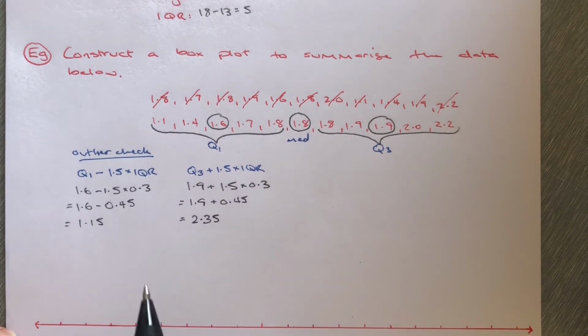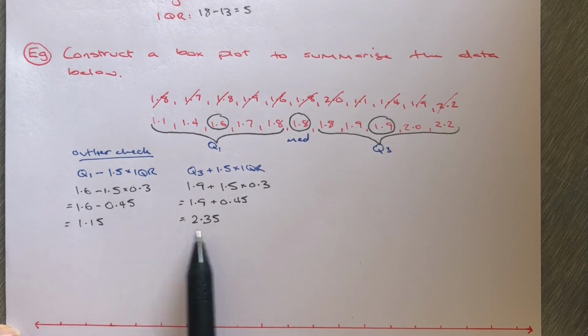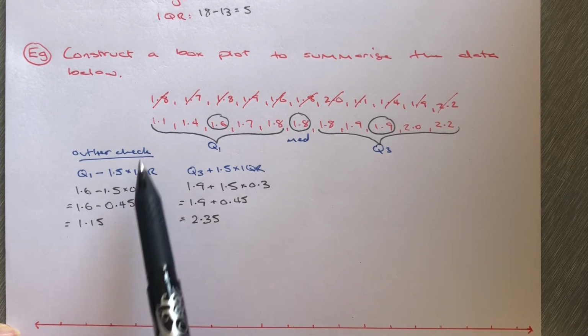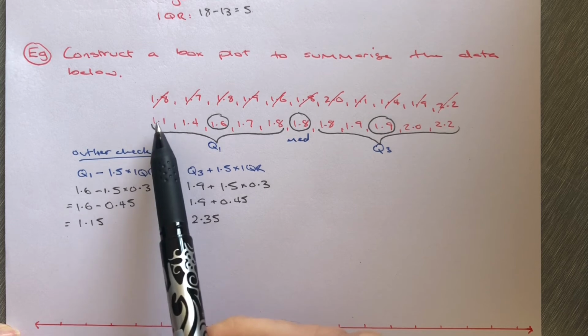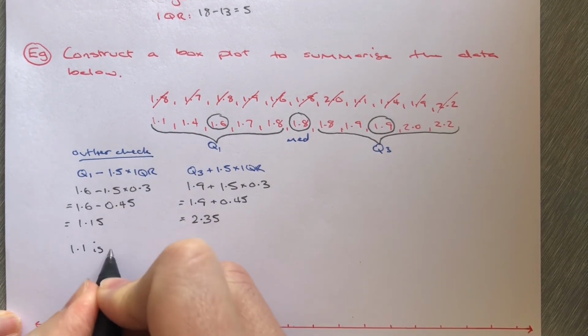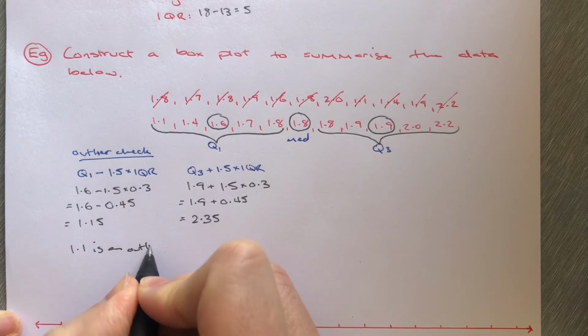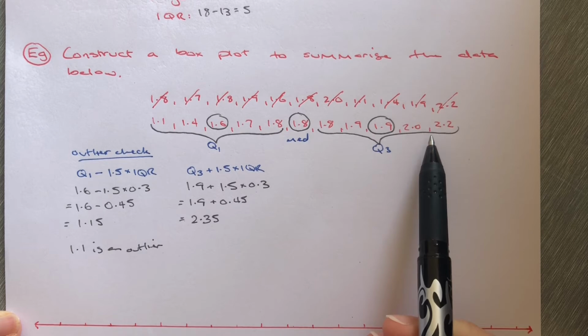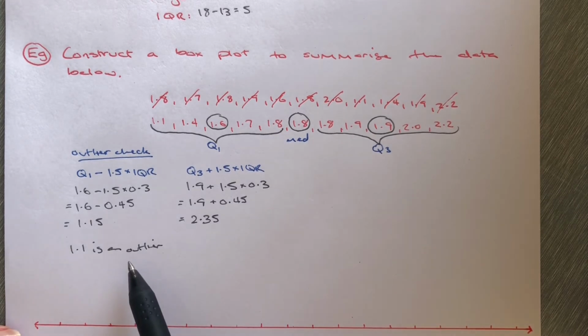Okay, so any numbers that we have that are outside this span, so lower than that or higher than that, are going to be outliers. So let's have a look at this one, 1.15. I can see that we've got this as being lower than that. So 1.1 is an outlier. I'm going to write that down here. And then do we have anything larger than 2.35? No, we don't. So 1.1 is our only outlier.